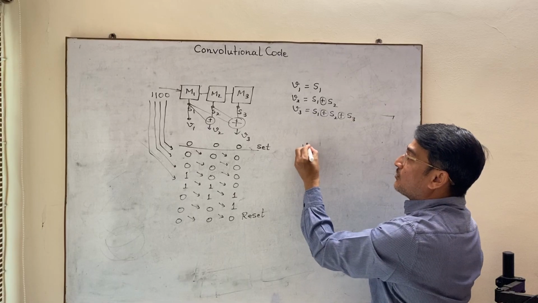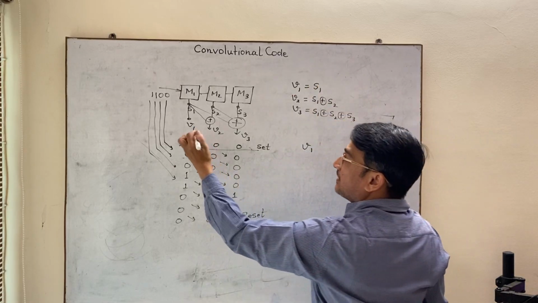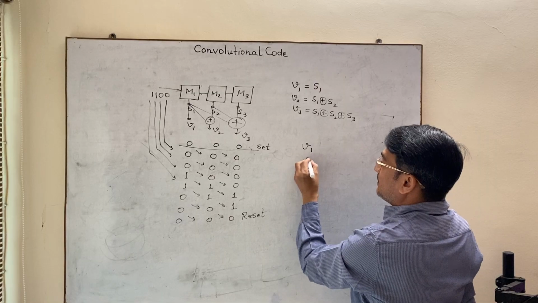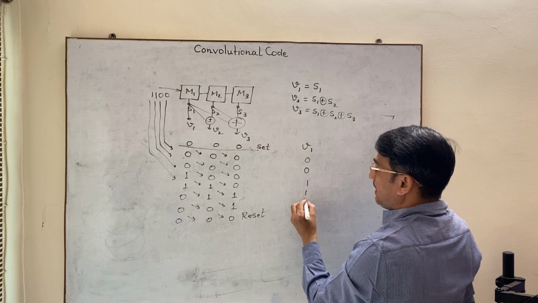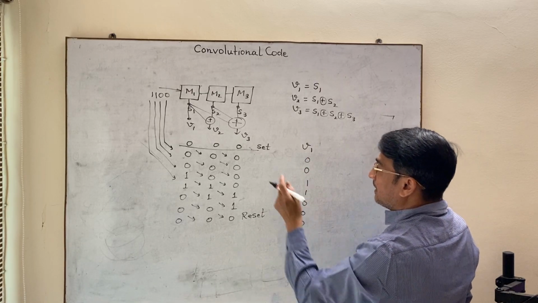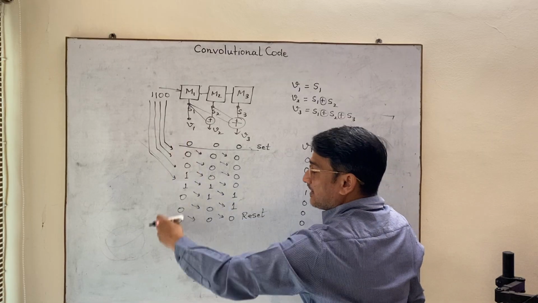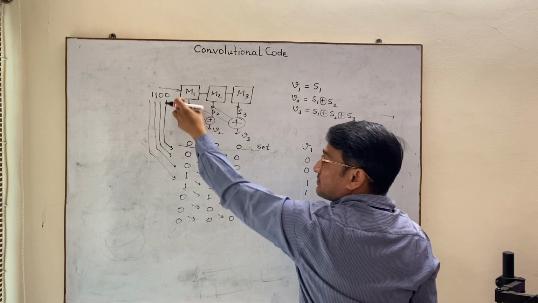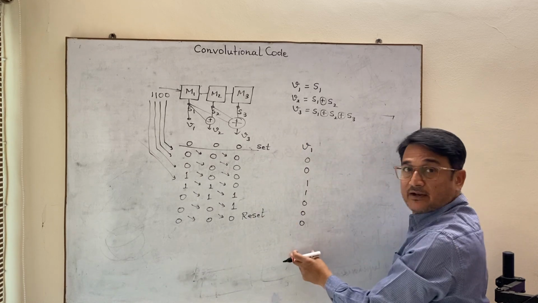So what will be the code V1? V1 is nothing but S1. S1 is this column, that is 0, 0, 1, 1, 0, 0, 0. So for V1 I have written the first column as it is because V1 is nothing but S1. So the same bits I have written here.